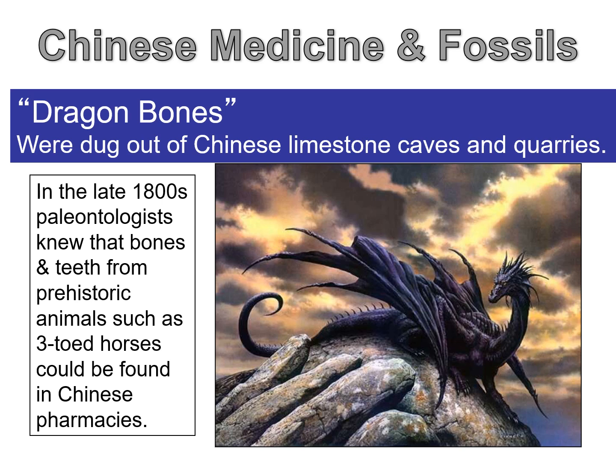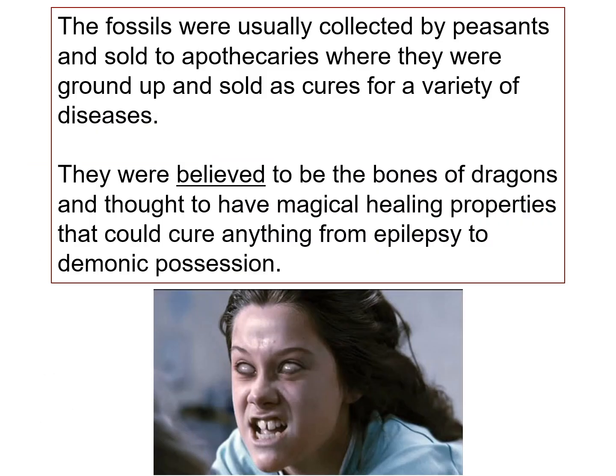In Chinese medicine, they believed that fossils were actually the bones of dragons, and they would dig these fossils out of caves and quarries. So the fossils were usually collected by people in the country and sold to apothecaries, where they were ground up and sold as cures for, of course, a variety of diseases. They were believed to be the bones of dragons and thought to have magical healing properties that can cure anything from epilepsy to demonic possession.